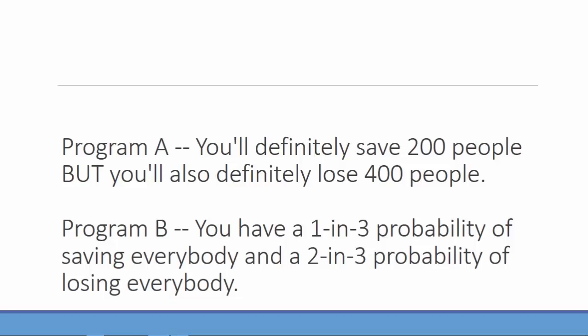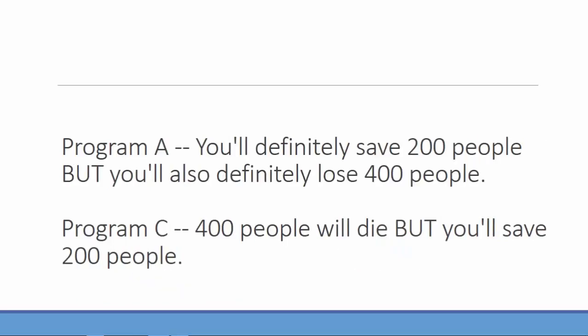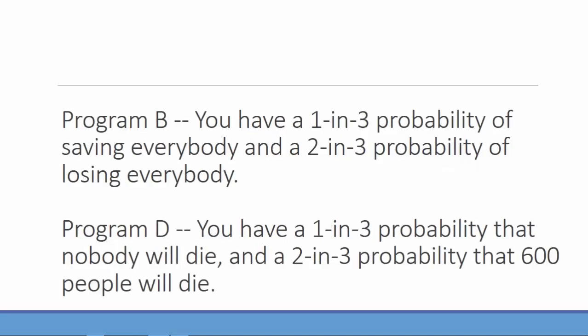Program B, you have a 1 in 3 probability of saving everybody and a 2 in 3 probability of losing everybody. Program C, 400 people will die, but you will save 200 people. Program D, you have a 1 in 3 probability that nobody will die and a 2 in 3 probability that 600 people will die. Look closely at the 4 programs. A and C are the same. B and D offer the same results. However, they were framed from 2 different perspectives.